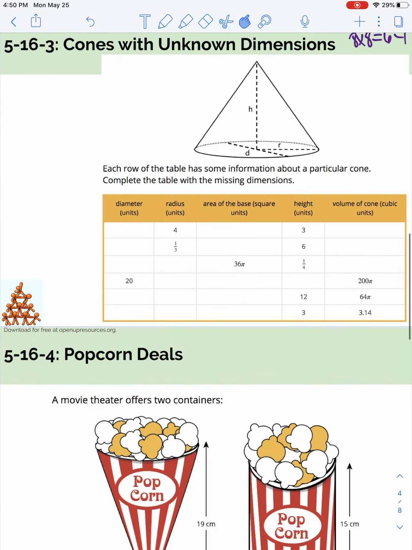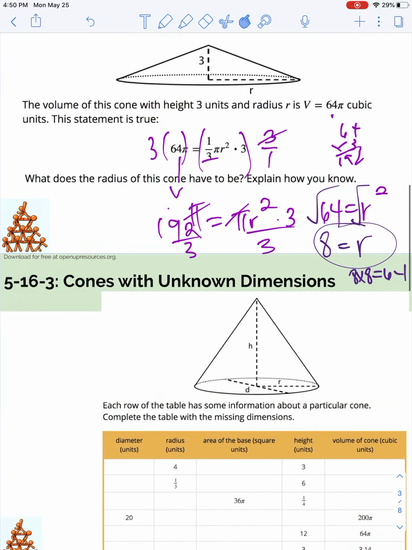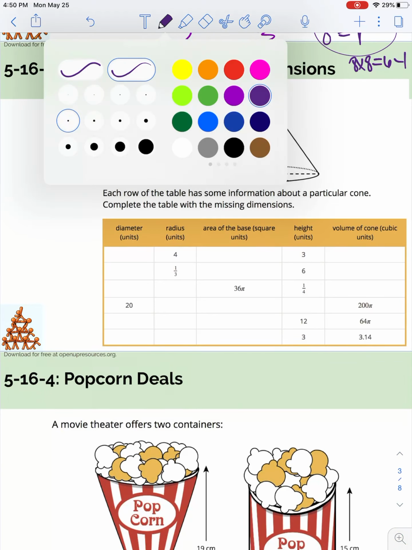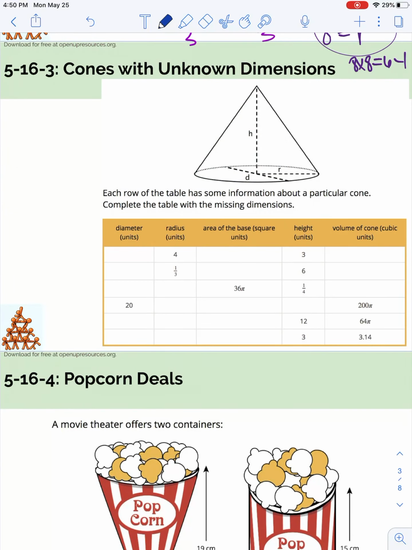For the next one, activity 3, it's like a huge table. They want you to use the volume formula, and you're just filling in the unknowns. So using that formula, like the first one, they give you radius and they give you height, but they don't give you the other things.